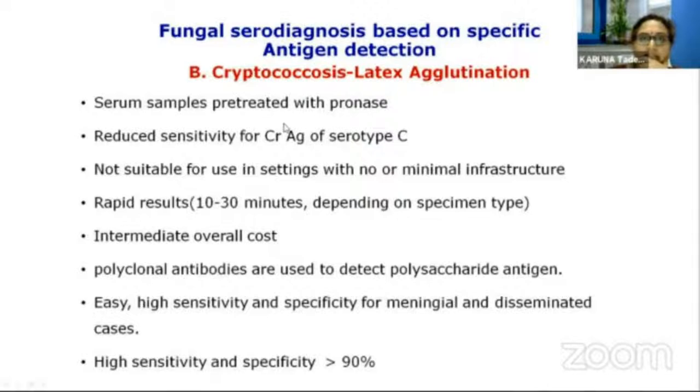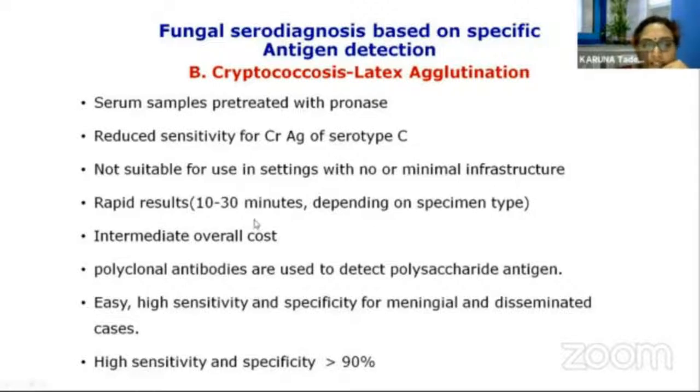Now coming to the second technique of serodiagnosis based on antigen detection, the cryptococcus latex agglutination test. We'll try to understand why this was performed, but it needed technical expertise because some extra steps had to be performed, like serum samples having to be pre-treated with pronase, and it had reduced sensitivity for cryptococcal antigen of serotype C, and it was not suitable for use in settings with no or minimal infrastructure.